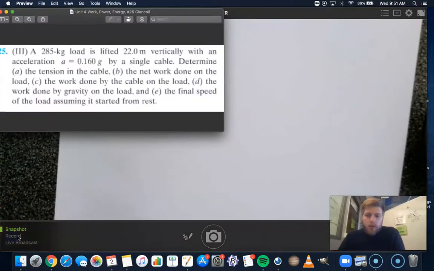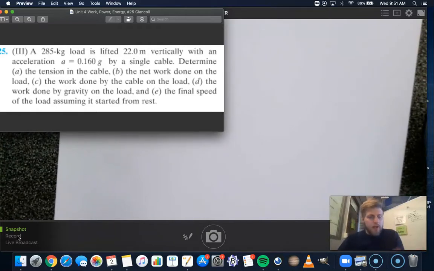So one of the reasons why problems like these are so challenging is that if you don't have parts A and B, when you get to C, you're going to be totally mystified by it. But C is relatively easy if you've done everything else correct, which we have. So let's take a look.